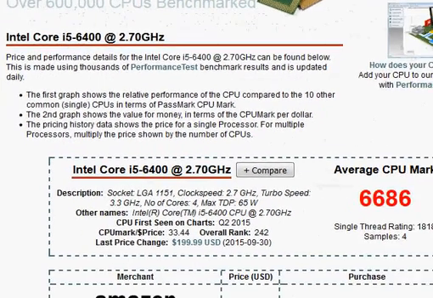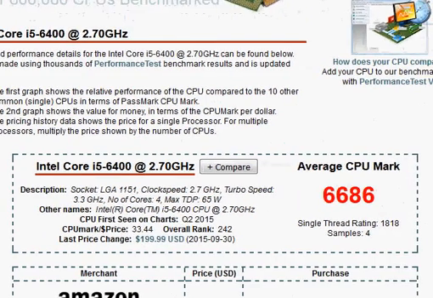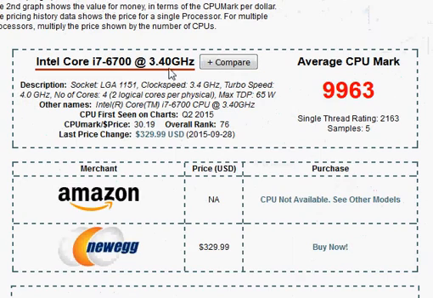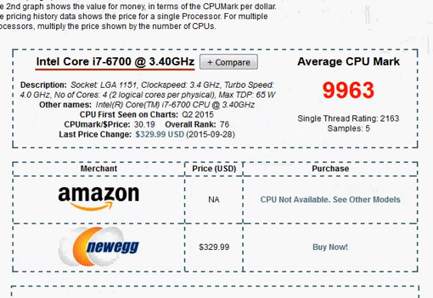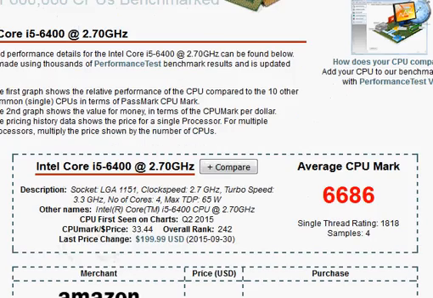The i5-6400 has a benchmark score of 6686, and the i7-6700 has a score close to 10,000, making it about 35% faster, and that's what we expected from all the analysis we saw, out of which 15% comes from the hyper-threading, another 15% from the clock frequency, and maybe 2-5% from the cache memory.